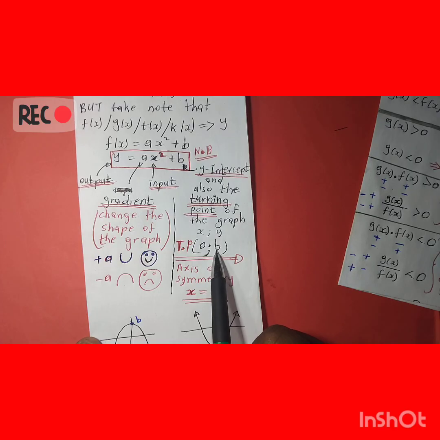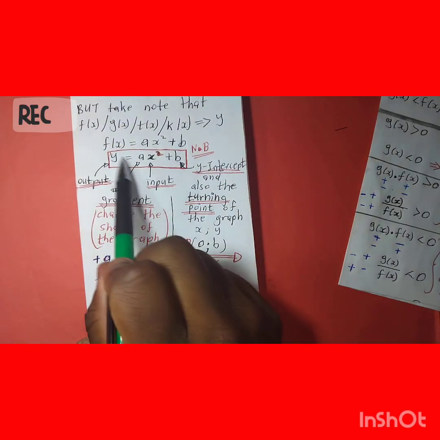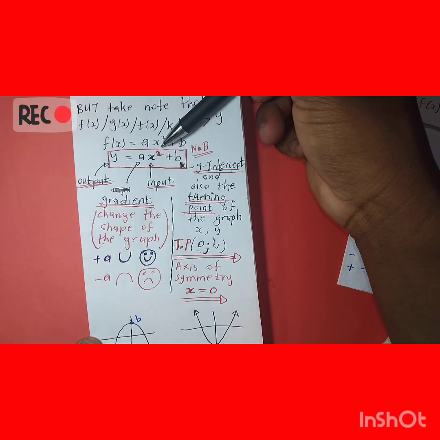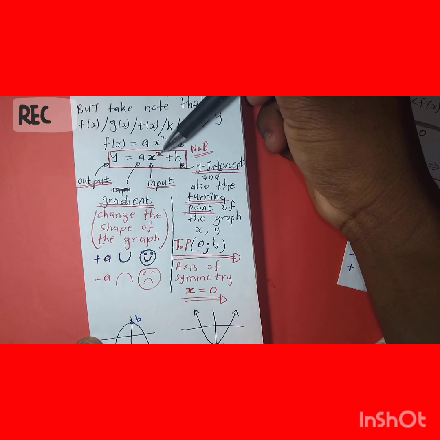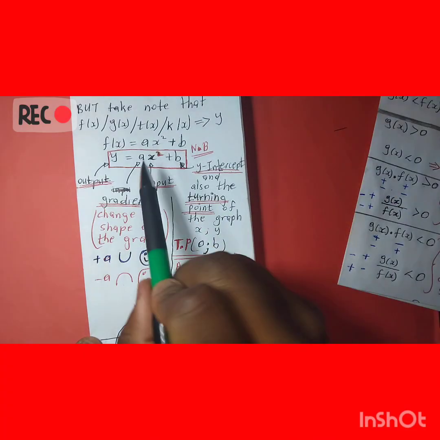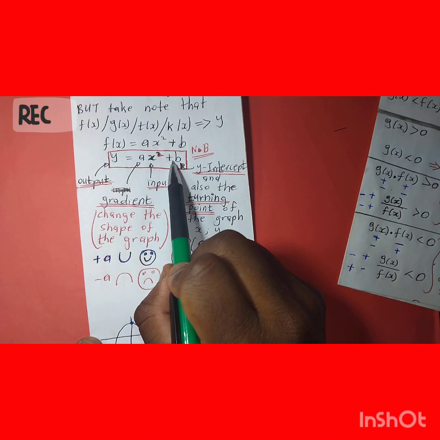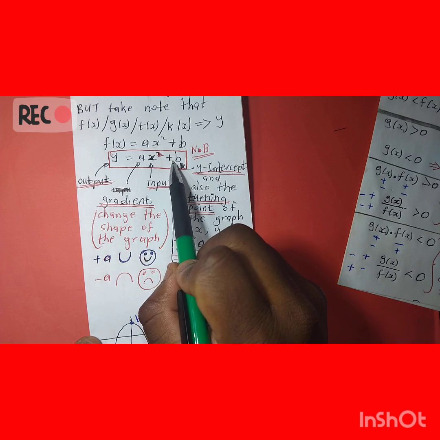Do you see? So this, guys, is a standard equation of a parabola, and you will recognize the standard equation of a parabola by that exponent 2 there. If you see exponent 2, you should know that it's a standard equation of a parabola.